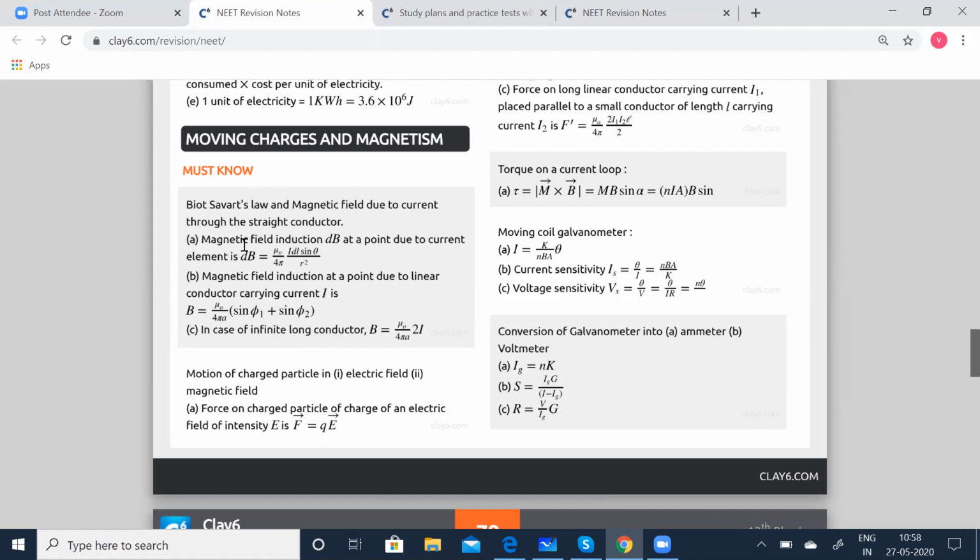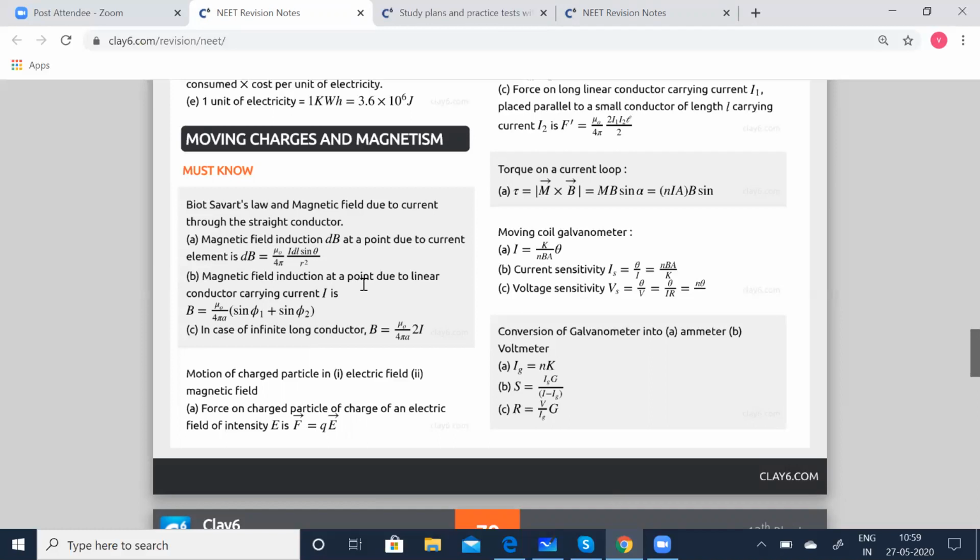According to this law, magnetic field induction dB at a point due to current element is dB equal to mu 0 by 4 pi, which is a constant, into I dl sine theta by r square, where I stands for current, dl is the length of the small element, and theta is the angle made with the field, and r squared is the distance from the point where the charge is going to be placed. So that distance is measured as r.